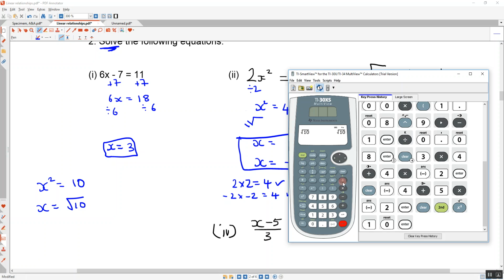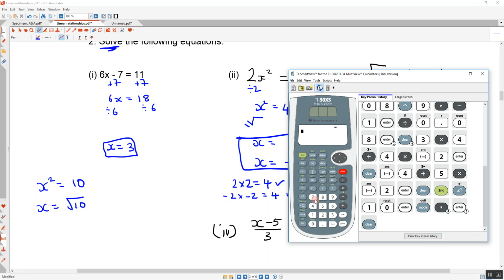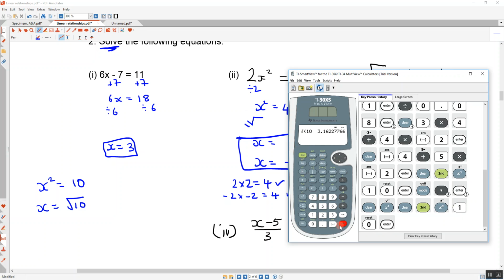3.1622776. And how do I change this? I need mode. Okay, so let's do that again. Square root of 10. Okay, 3.16.